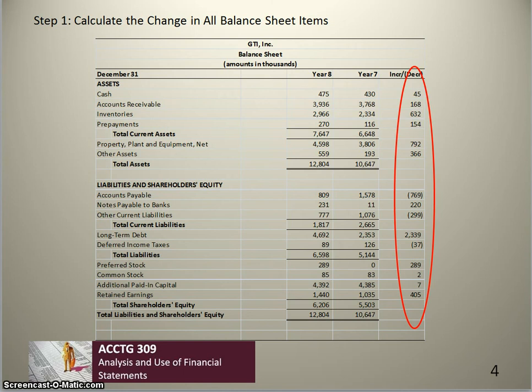Our first step is to calculate the change during year 8 for each account on the balance sheet, including every asset account, every liability account, and every shareholder's equity account. These changes are calculated and shown in the last column on this table.